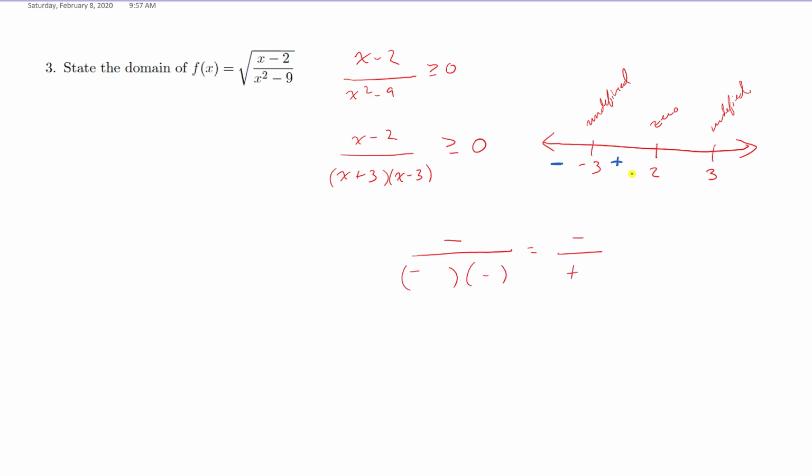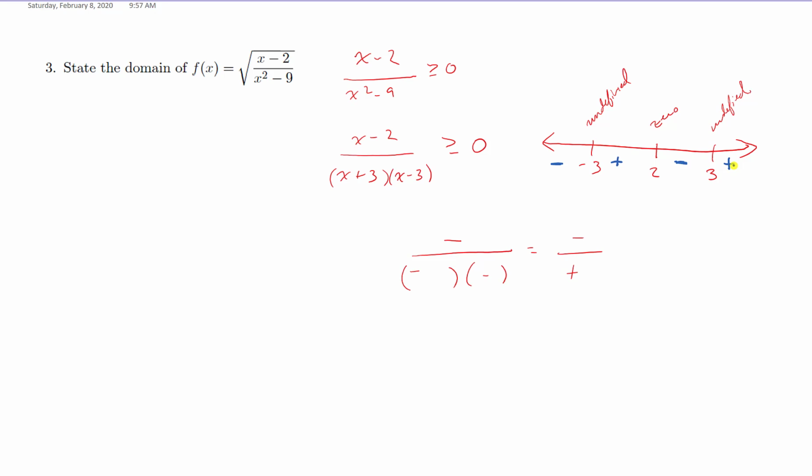If we take a number like 2.5 and plug it into this expression here, this numerator will be positive, this factor will be positive, but this factor will be negative, and so we find that that entire region is negative. And if we take a number to the right of 3, say 5 or something like that, notice that all factors are positive, and so the region is positive.